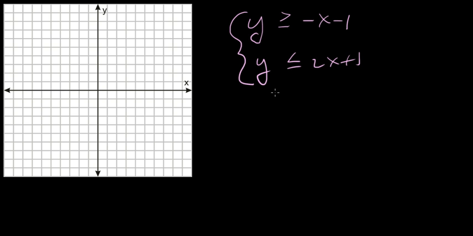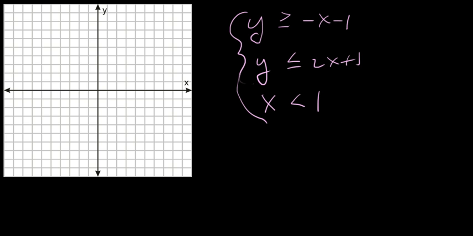Let's try this time. We'll try y is greater than or equal to negative x minus 1, and y is less than or equal to 2x plus 1. And this is a system of very simple, oops, I'm sorry, I missed one. Very simple system of linear inequalities. X is less than 1, and so that's my system right there.